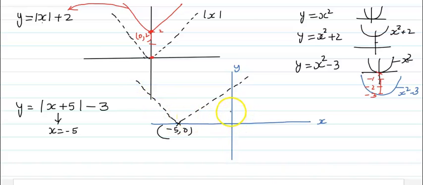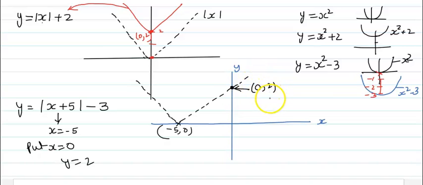Okay, the graph of modulus x plus 5 will be like this. Now we need to find the coordinate of this point. The x coordinate is 0. If you put x equal to 0 here, you will get 0 plus 5 is 5, modulus of 5 is 5, minus 3, it is 2. So the coordinate of this point is 0 and 2.